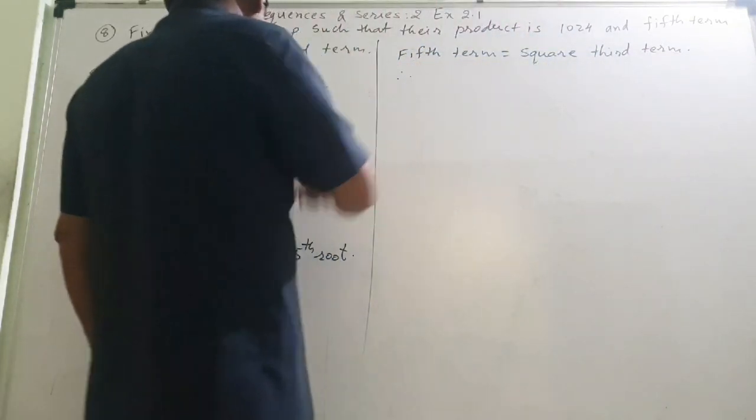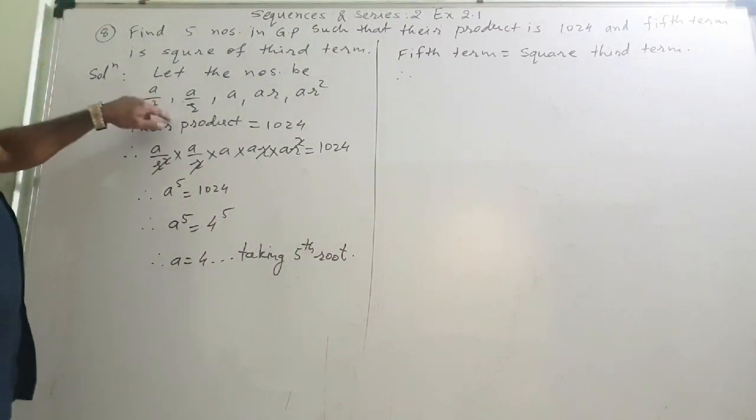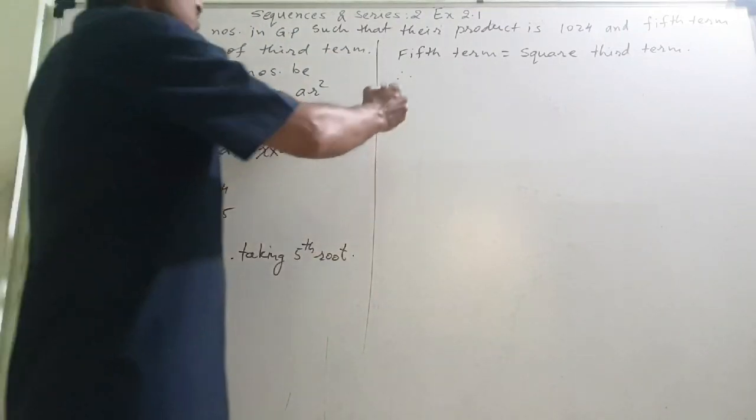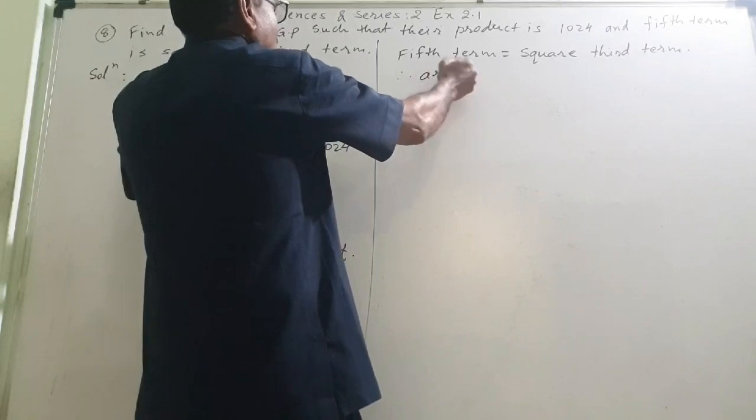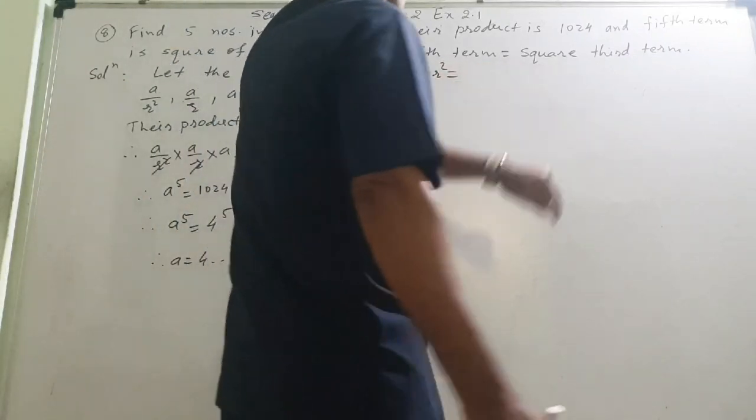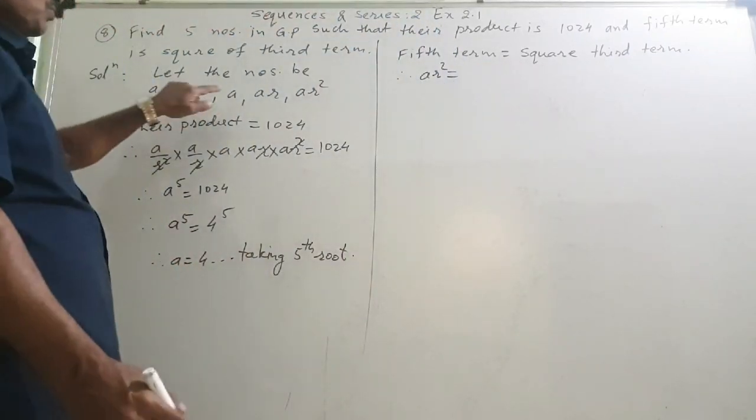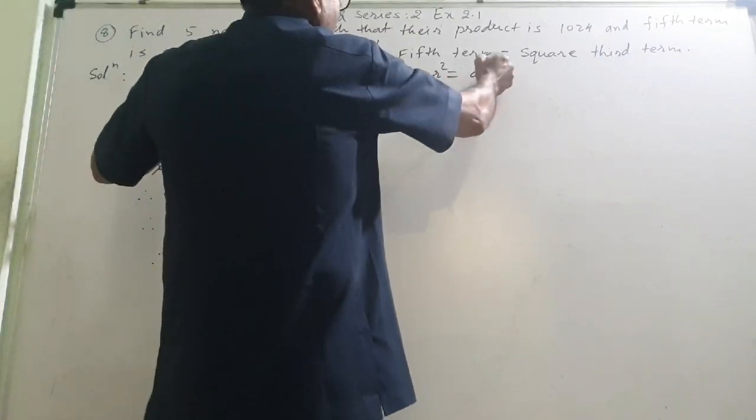Fifth term, what is that fifth term? 1, 2, 3, 4 and 5. ar^4 squared is equal to the square of the third term. Third term: 1, 2, 3. A squared.